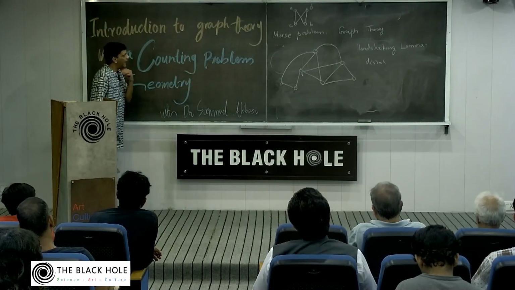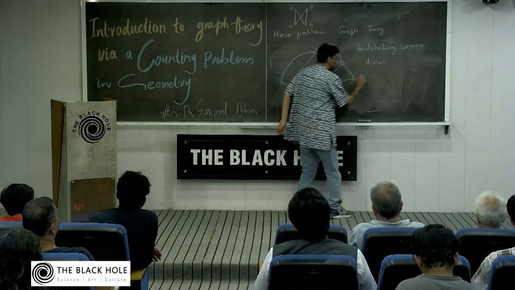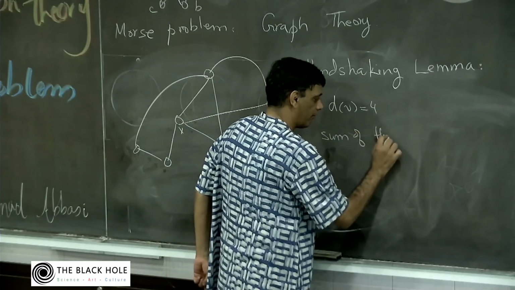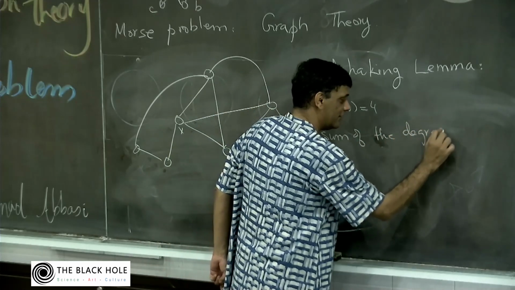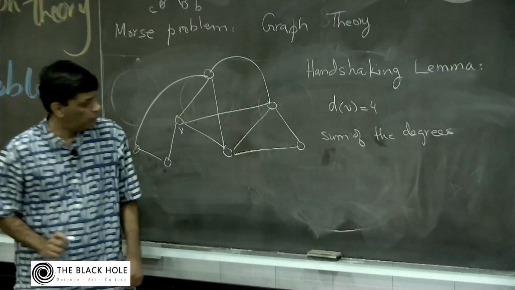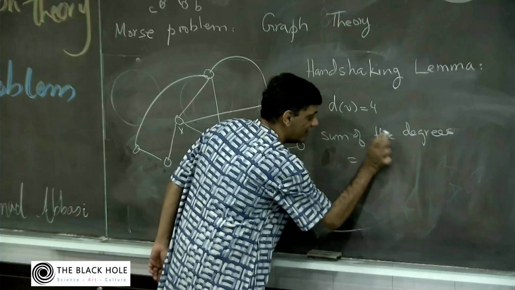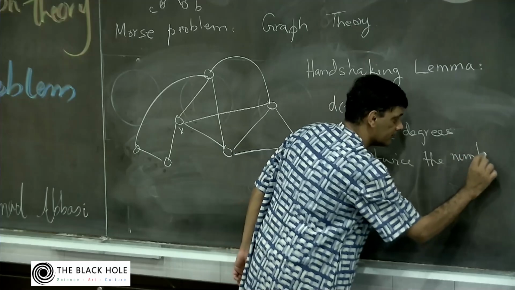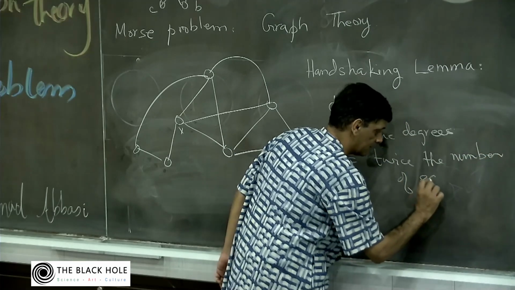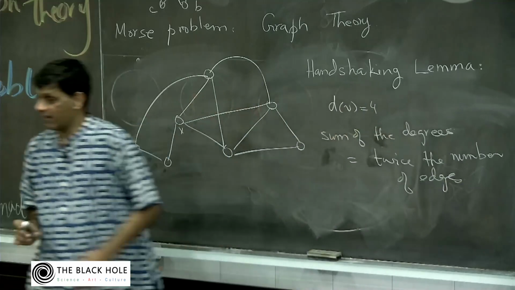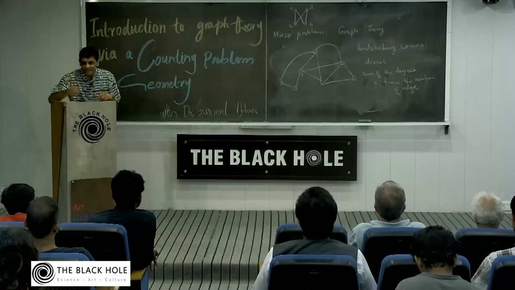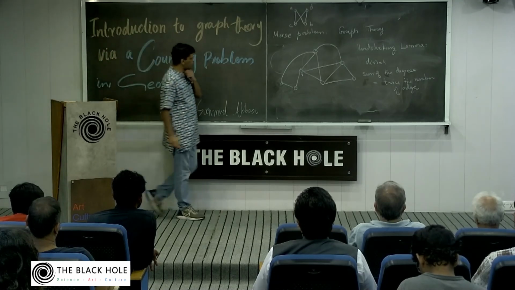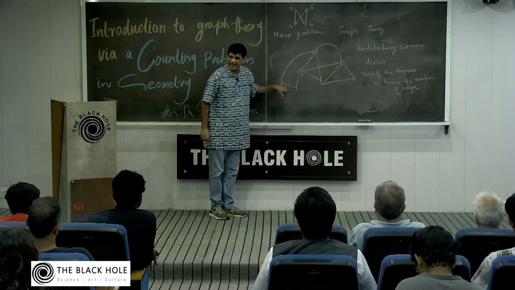Okay? All right. And the handshaking lemma says that the sum of the degrees, if I add up the degrees, what I will get is twice the number of edges. Okay? All right? So let's look at a proof of this. The proof is very simple and easy. So what I'm going to do is I'll go to each vertex and it'll have some degree.